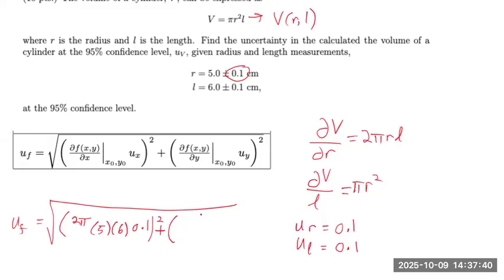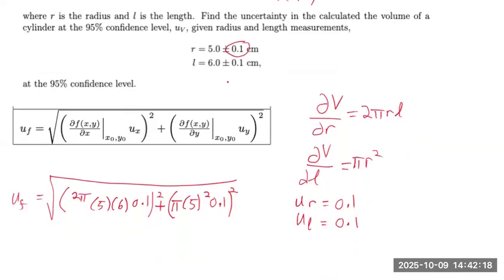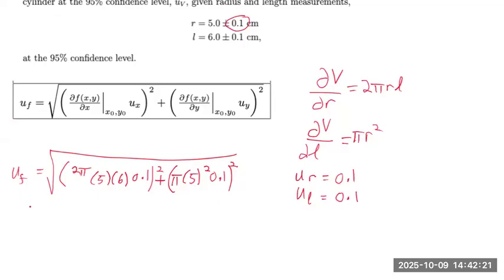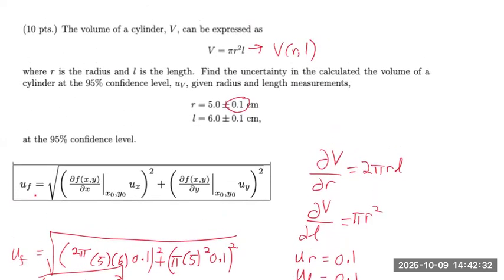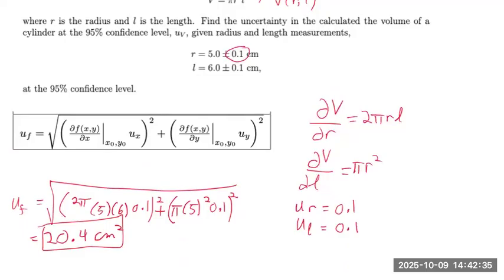dV dy. So it's pi r squared, so pi times 5 squared times UY, or UL over here, which is 0.1. And calculating this, we get that UF is equal to 20.4 centimeters squared. So that is the uncertainty, and I'm going to be posting these slides. I hope this was helpful for you guys.